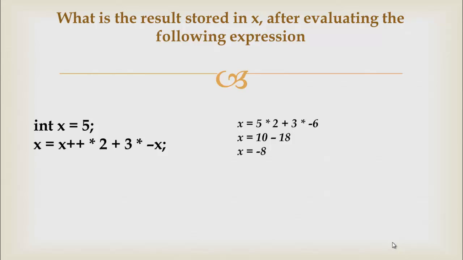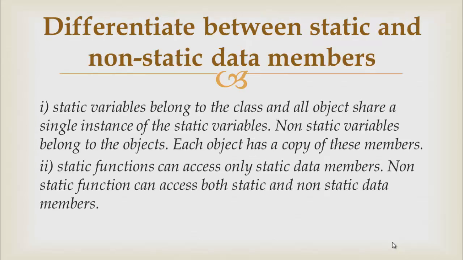What is the result stored in x after evaluating the following expression? You can see x is equal to 5 is given, x++ * 2 + 3 * --x is given. So 5 * 2 + 3 * (-6), it will give 10 minus 18, which is minus 8.